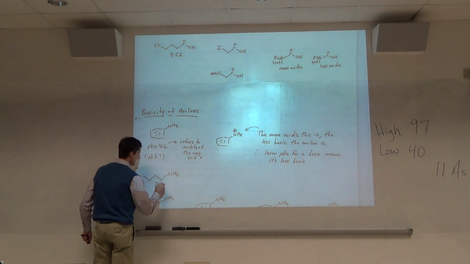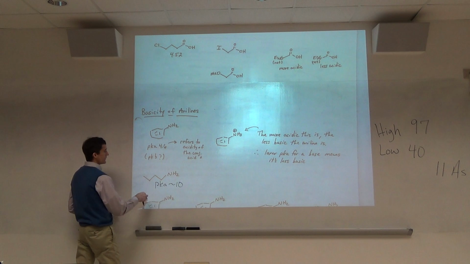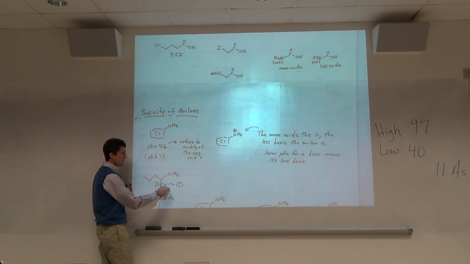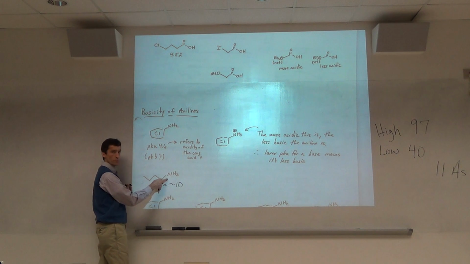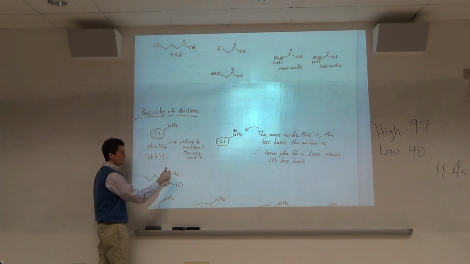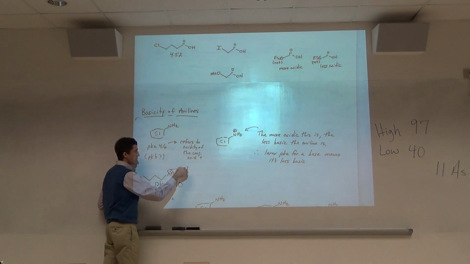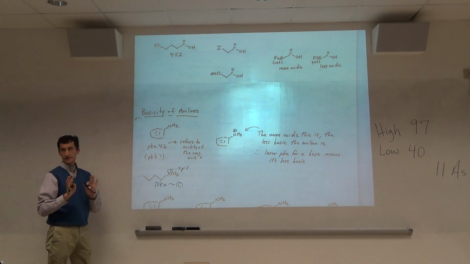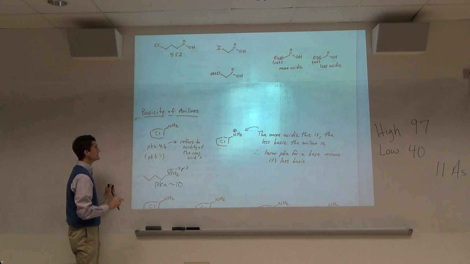Did we say this last time? Okay, it's a pKa. You've got to know what that means. That refers to the conjugate acid. Basically, a pKa of 10 means this is more basic. Why is it more basic? This lone pair is in an sp3 orbital. It's localized. It's not delocalized by resonance.